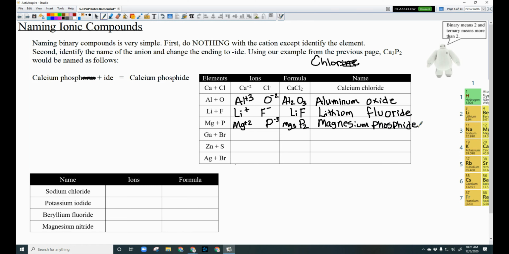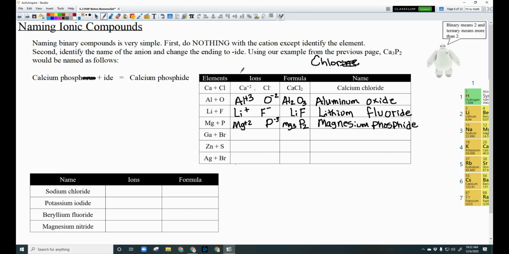So a question I get all the time is, how do you know it's not phosphoride since it's phosphorus, phosphoride? Well, you really don't. There's no set pattern on how many letters to drop. It's just once you hear it and you learn that phosphorus goes to phosphide, you just learn what it is. Like oxygen isn't oxygenide or oxygide. It's oxide. It's just something that you learn.